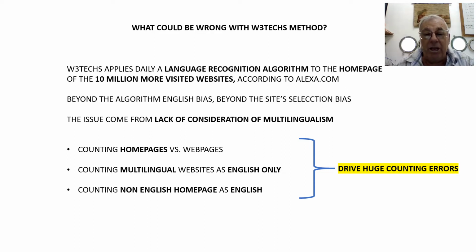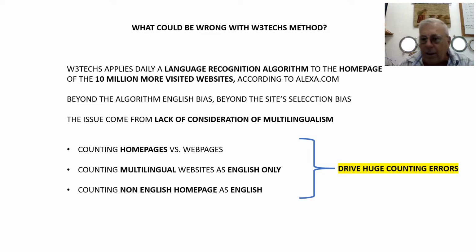Counting homepages instead of web pages is putting at the same level of the count a website with one page and a website with 10,000 pages, which is not the right approach. Counting multilingual websites as English only because they count one language per website makes huge mistakes for many websites like Facebook, for instance, where you can choose among 20, 40, 60 different language options. But the problem is also that many homepages of non-English websites do have some English words or an abstract or some English mention. If you count these websites as English because there is English on the homepage, you are erasing many other linguistic versions. All of that together drives huge counting errors, which are not so complicated to fix.